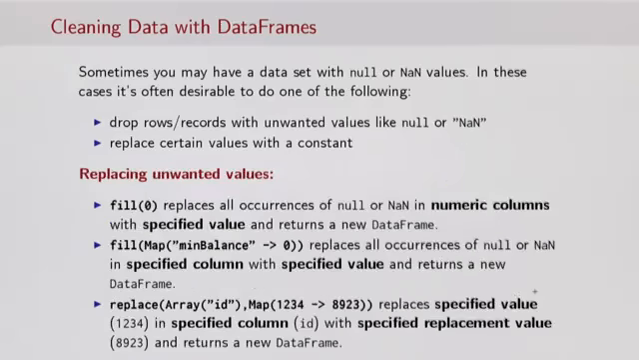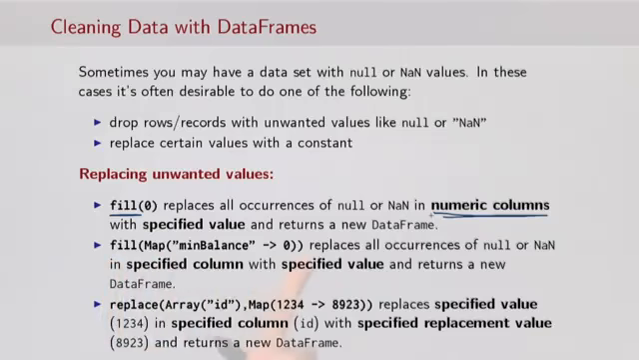The other class of operations that we can do to clean up our data sets has to do with replacing unwanted values with something else. There are a few different variants of the fill method. This variant here that I've chosen to show, if you pass a parameter to it, in this case a number, 0, then what we can do is replace all occurrences of null or NaN in numeric columns, if we pass something numeric to fill, with this specified value. So in this case, if there is a null or a NaN found in any column that has a numeric type, we replace the value with 0 instead. And of course, we return a new DataFrame.